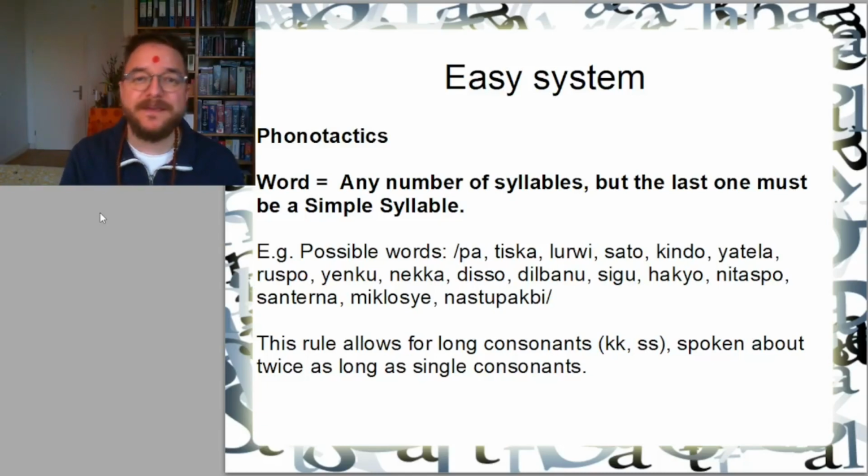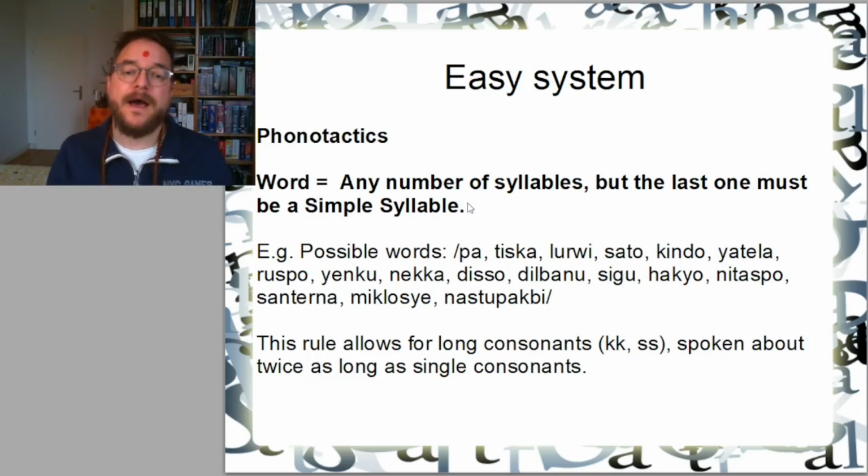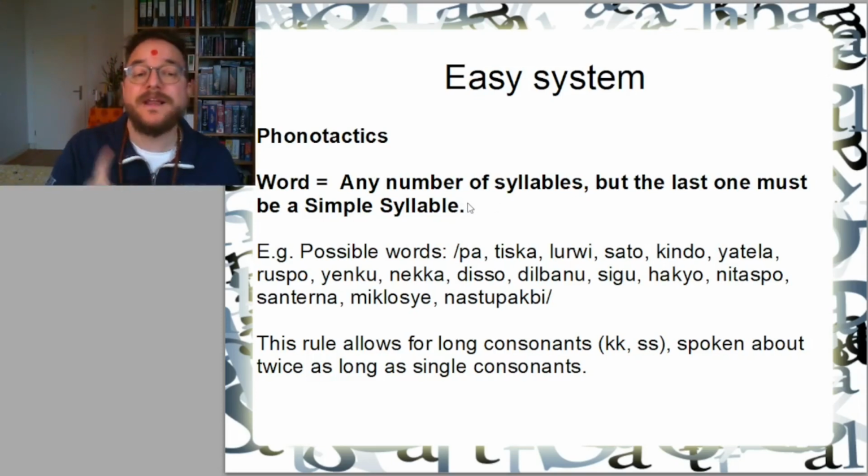Now let's make words out of syllables. The final phonotactic rule here for a word is any number of syllables, but the last one must be a simple syllable, which means a word can have any length of syllables from one to several, and the first syllables can either be simple or complex, but the last one must be a simple syllable.